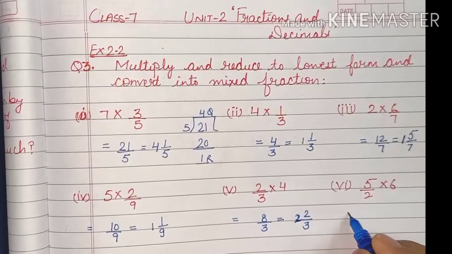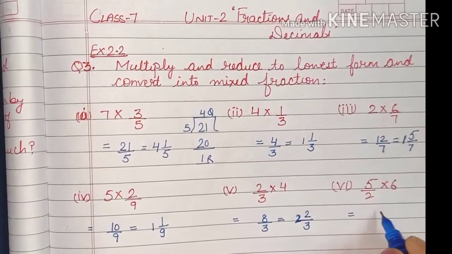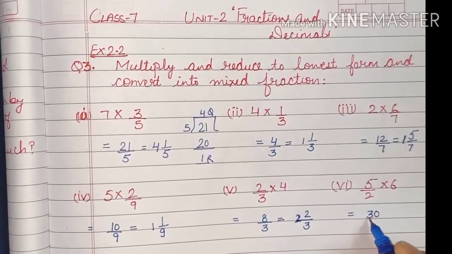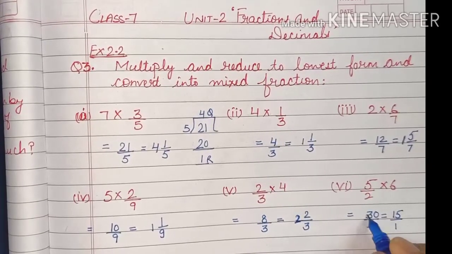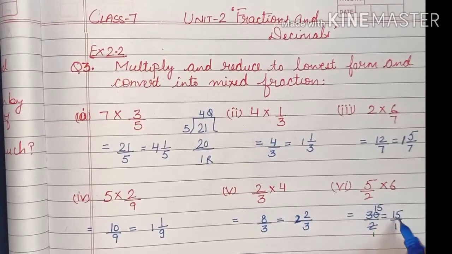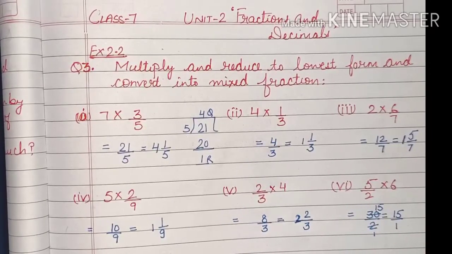Let's see the sixth part. It is 5 upon 2 multiply 6. So it is 5 6s are 30 upon 2. And we can simplify it. We can change it into lowest form and it will be 15 upon 1. 2 1s are 2 and 2 15s are 30. So its answer will be 15 upon 1.